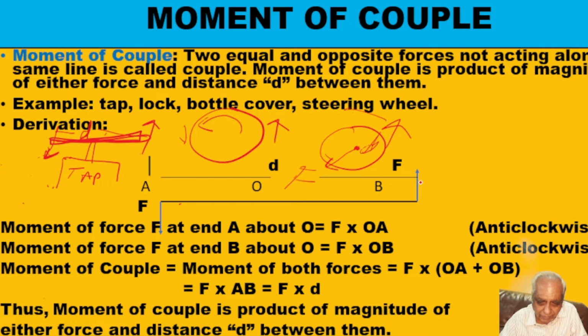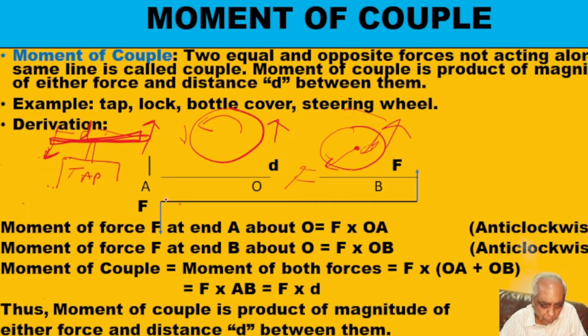So they are forming a couple. Now consider any point O, not at the center. Consider any point O between A and B. Then we will take moment about O. So for the force at A, the moment would be F into AO. That's what I've written. Moment of force about O, where the force is at the end A, is F into OA, and its direction is anti-clockwise. And moment of force F at B about O would be F into OB.